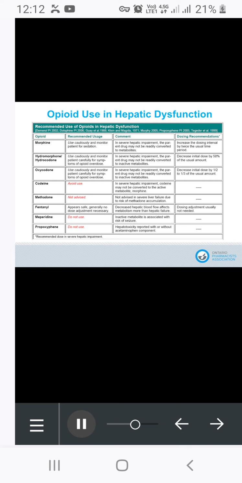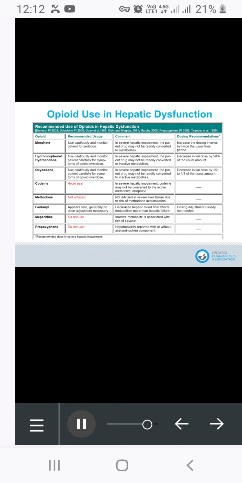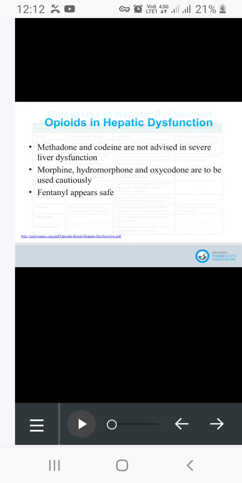And I would say that's true if you're using it for pain, but because there's so limited choices of people who need it for addiction, we do use it, but we have to use more caution. To summarize that slide, methadone and codeine are not advised, but as I say, if someone has an addiction problem, we will use it with caution.